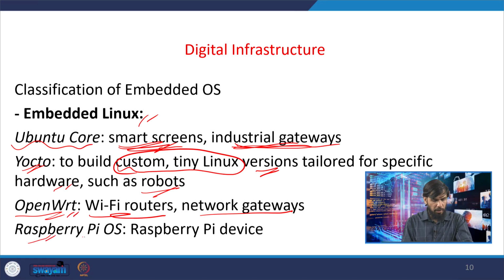Then Raspberry Pi OS, that is for Raspberry Pi devices. Raspberry Pi boards are more commonly used for prototyping, and therefore multitasking might also be something it is used for. So it is an embedded Linux with support for multitasking, which needs a bit more processing, so it will cater to that. So robots, Raspberry boards, Wi-Fi routers, network gateways, industrial gateways, which could be quite complex, and smart screens. These are some of the examples where you might be better off with embedded Linux, the stripped down versions of Linux.